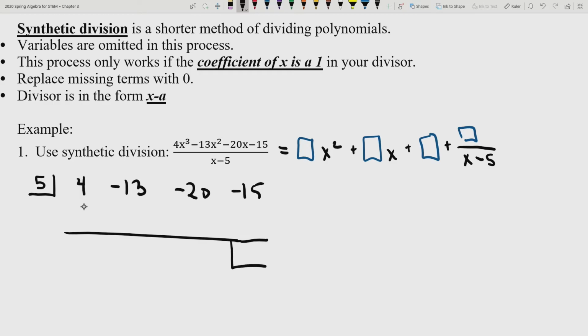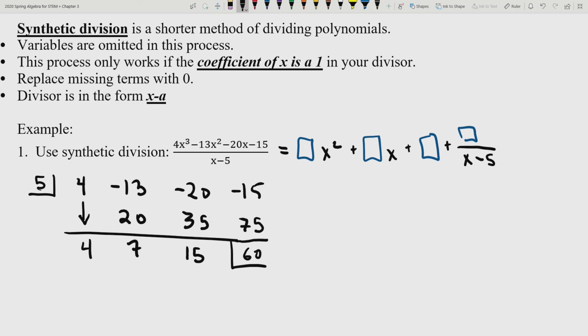Now I take the 4, I drop it down here. I take this 4 times this 5, that's 20, and I put it in the next column. Then I add negative 13 plus 20, that's positive 7. Then I start over. 7 times 5 is 35. I put that in the next column. Then I add. Negative 20 plus 35 is 15. 15 times 5 is 75. Then I add these together, I get 60.